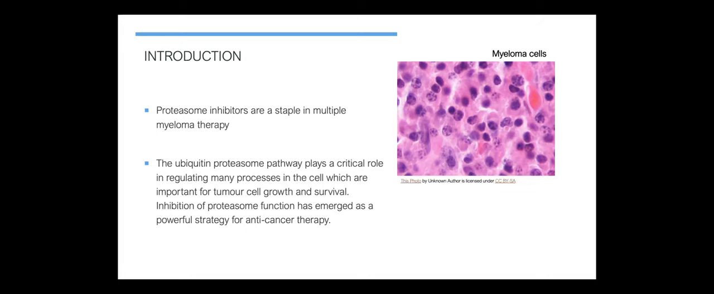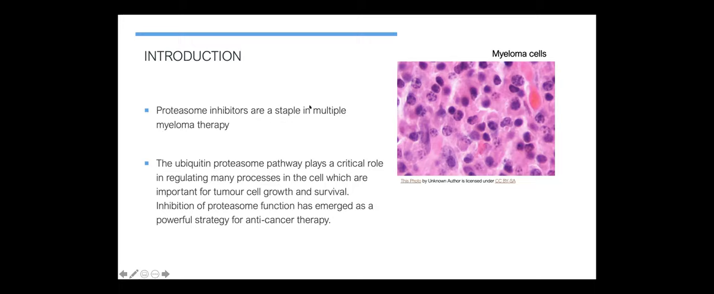Why the proteasome inhibitor? I'll talk about it specifically in the next slides, but to give a general impression, the ubiquitin proteasome pathway plays a critical role in regulating this process in this cancer. It is very important for tumor cell growth and survival. So inhibiting this proteasome pathway or its function has emerged as a powerful strategy for treating it. Even though immunotherapies and other types of therapies have been seriously developed in the past years, proteasome inhibitors are continuously used because they are very effective in treating this specific myeloma cancer.